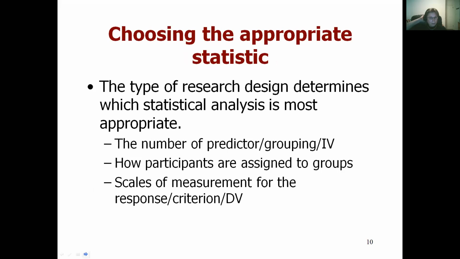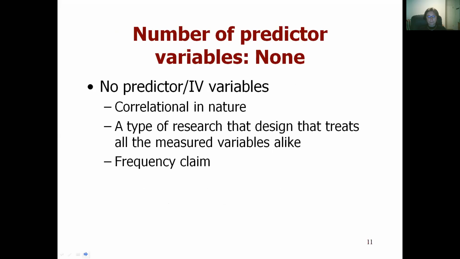So we have to look at the predictive variables, or what we will call the independent variable in chapter 10, how our participants are assigned to groups. Is it 1 group? Is it 2 groups? Is it 4 groups? And then we also have to look at our response variable, also known as a dependent variable in the experimental designs, and what kinds of scales we will need.